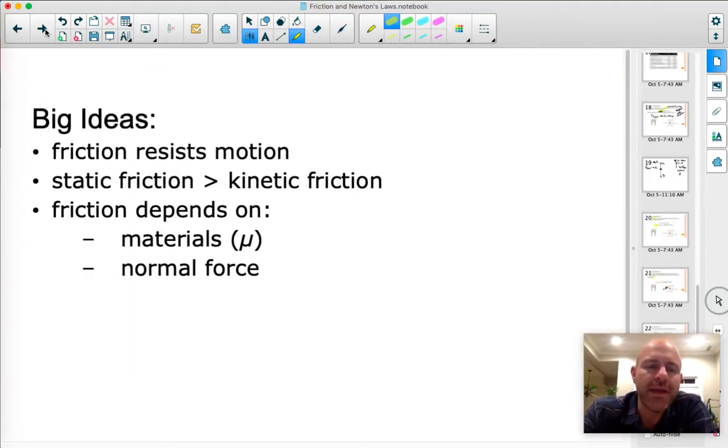So, what are the big takeaways from friction? Well, friction resists motion, and that's relative motion, or motion relative to the ground or the reference frame. It doesn't matter, but it keeps things from sliding or resists sliding. Static friction is generally speaking greater than kinetic friction for a given pair of objects. And friction depends on two things: the materials that are touching each other and the normal force between those surfaces.